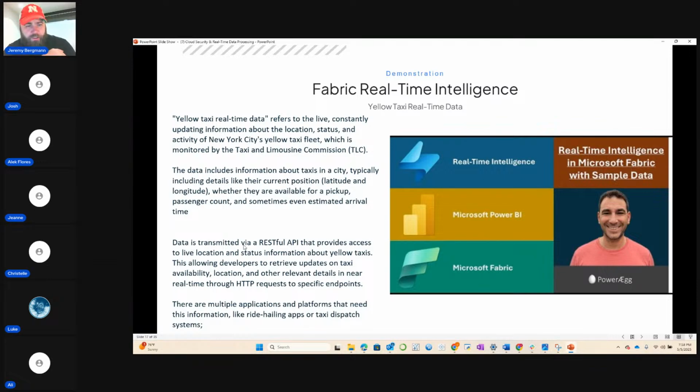So the data is transmitted via a REST API that provides access to live location and status information about yellow taxis. Sometimes you may have a streaming API or some other type of API. For this transactional data, I'm guessing a REST API is good enough. Maybe they have a different database under the scenes or are doing real-time processing in some other way. Maybe it's not a relational database behind the REST API, but the REST API is good enough for all of that transactional data that's coming in.